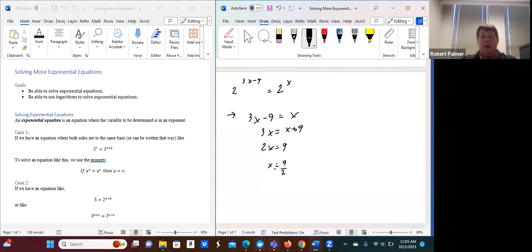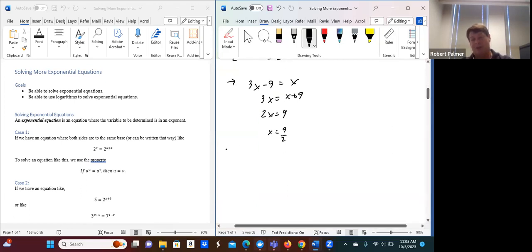So that's our answer. If we can do that, that will certainly be the best way to do it, if both our bases are something that can be written as the same power. Now, what happens if that's not the case?